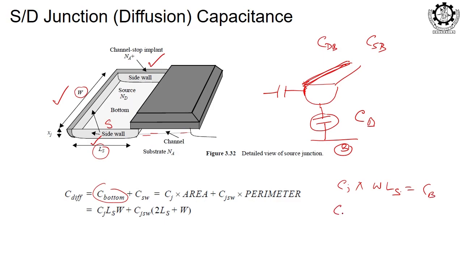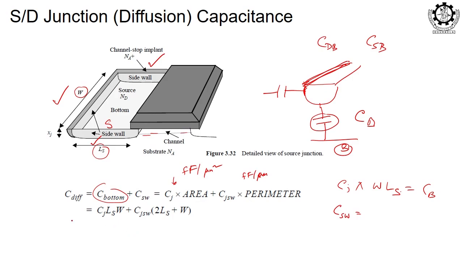And for the side wall, this parameter CJSW is given as femtofarad per micrometer, whereas the bottom one is femtofarad per micrometer square. If you multiply it with the perimeter, you will get the total side wall capacitance. So, how much perimeter will you get? 2 LS and 1 W. This side we will not consider because this side we have the channel, so no capacitance is forming on this side.